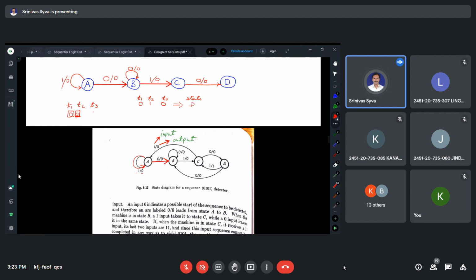But instead of this, suppose we receive 0 as the first bit, 1 as the second bit, and again 1 as the third bit at T3. So what happens? The machine will remain in the state C only.